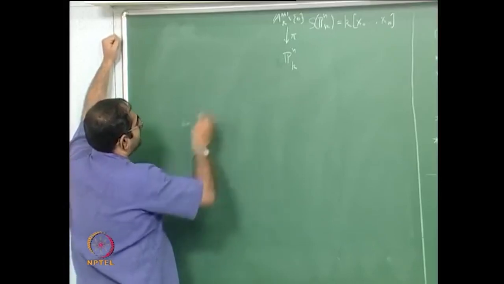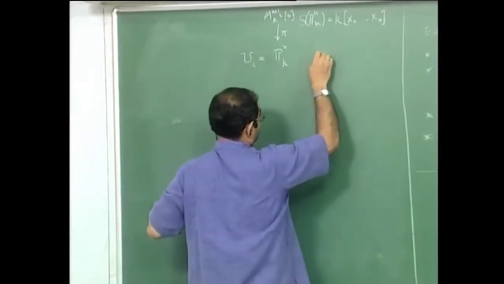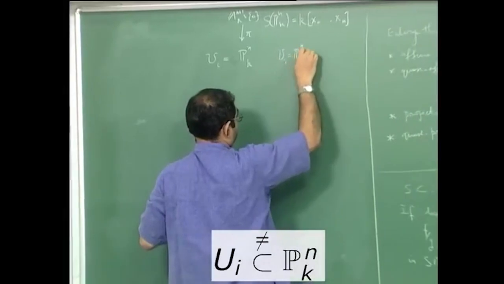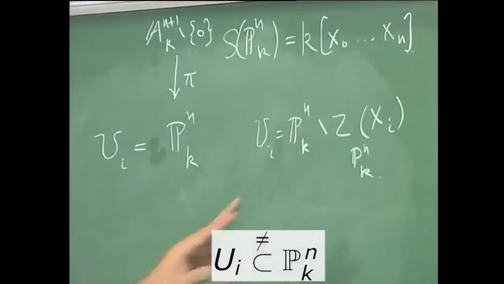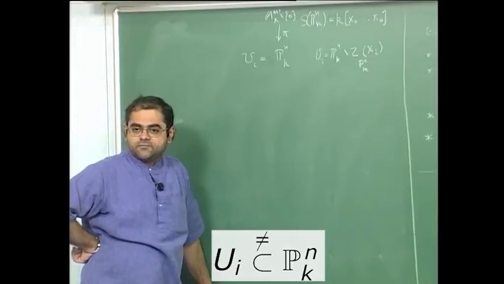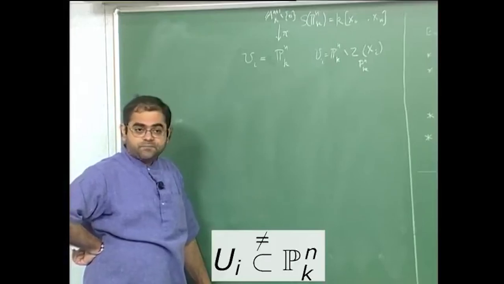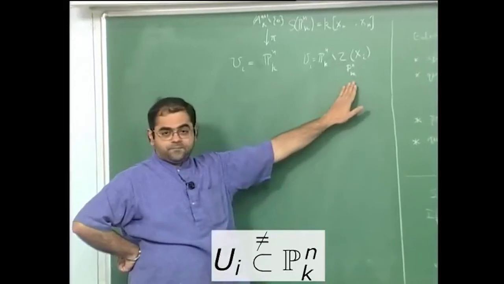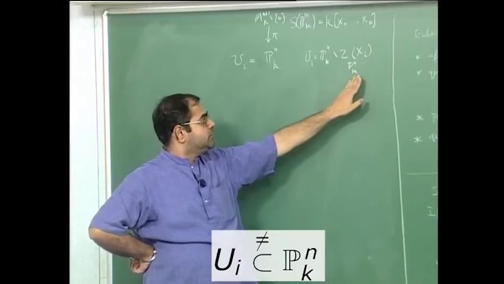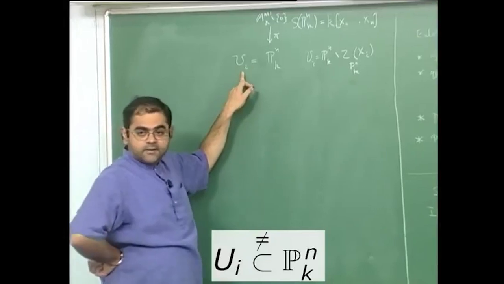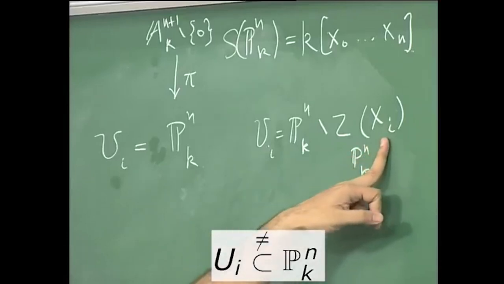And now you look at the set U_i, where U_i is the projective space minus the zero set of x_i in the projective space. Notice that each x_i is homogeneous of degree 1, therefore its zero set is a closed subset of projective space. It is called a hyperplane because it corresponds to the i-th coordinate being 0, and its complement is this open set U_i. This consists of all points with homogeneous coordinates with the i-th coordinate non-zero.